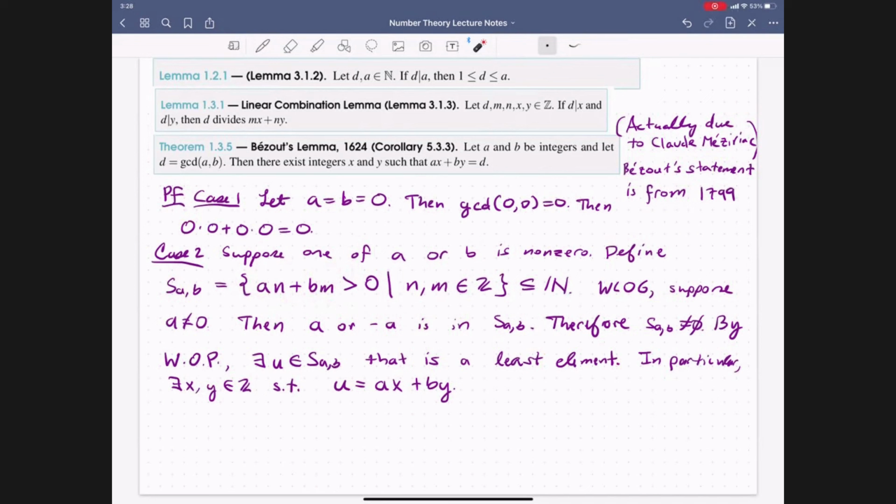We know that the GCD of A and B is D. And so D divides A, D divides B, so the linear combination lemma tells us that D divides U. By the linear combination lemma, we have that D divides U, and thus D is less than or equal to U.